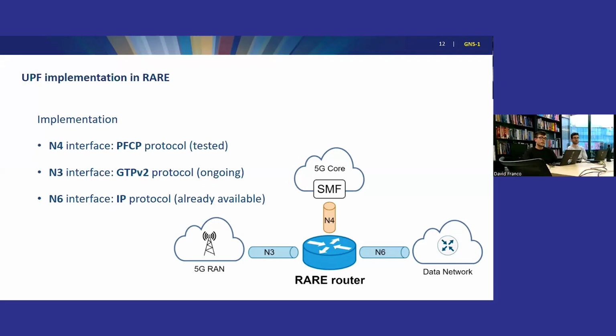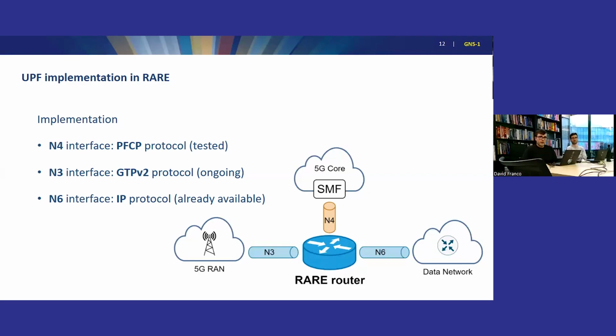Second, we have the N3 interface, in which the UPF receives user data from the 5G base stations and the radio access network, and then the received data is encapsulated in the GTP version 2 protocol, which is used for the correct routing of data packets from the users to the UPF. So the GTP version 2 protocol is the one implemented in this interface.